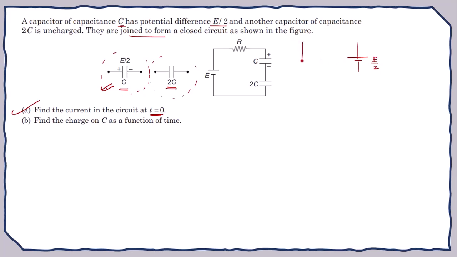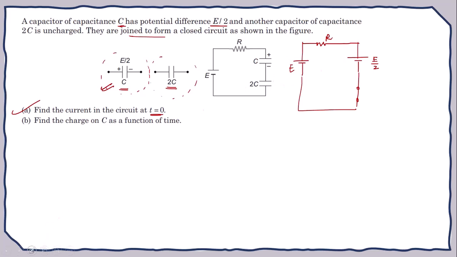And there is another primary battery, that is E, which is connected with a resistance of R. And this 2C capacitance is not of use at t equals 0. So I am joining this with a plain wire, and this is the initial circuit.